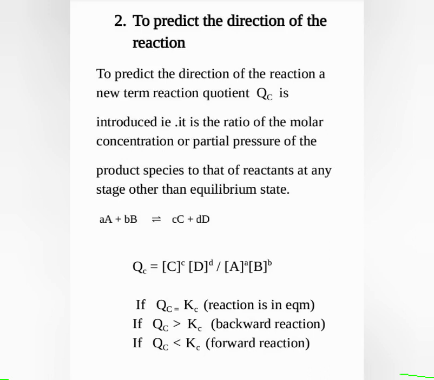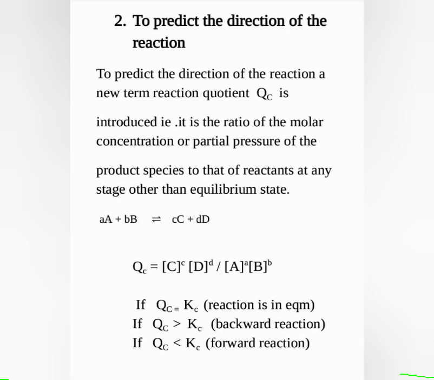So for numericals, they will be giving some concentrations, and they will be asking in which direction the reaction will take place. So the Kc value or Kp value they will be giving in the question. We will have to find out the value of Qc and check which is greater. Depending upon the magnitude of both Qc and Kc, we can say whether the reaction will be taking place either backward or forward.